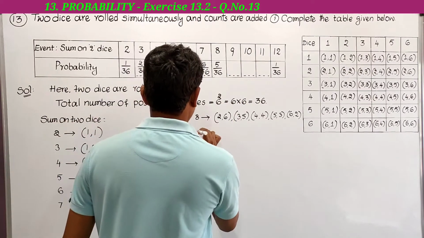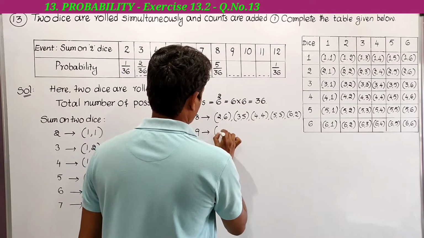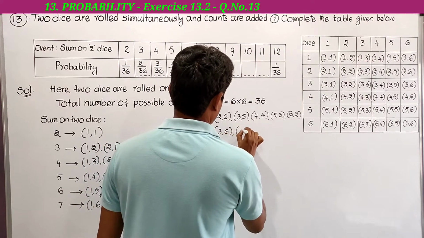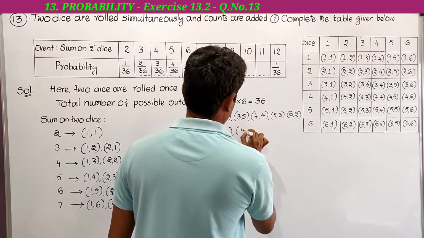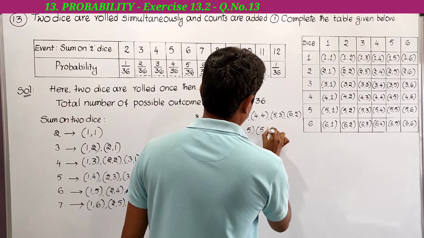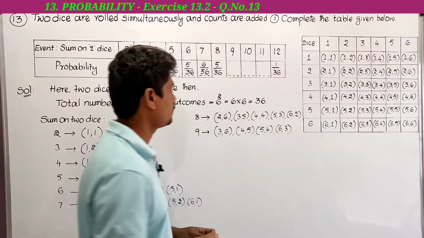So next 9. Sum on 2 dice is 9. So favorable outcomes are 3, 6, 4, 5, 5, 4 and 6, 3. So these are the favorable outcomes.